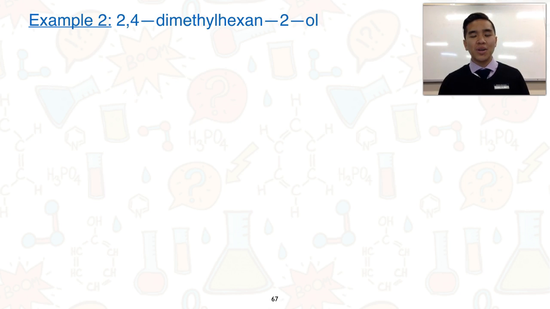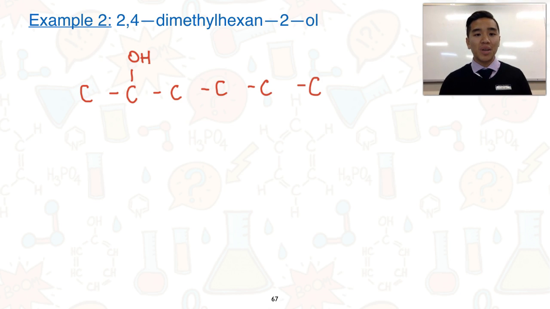Second example, we've got 2,4-dimethylhexan-2-ol. So let's again draw the longest carbon chain. In this case, it's 6 carbon atoms with a hydroxyl group on carbon 2. Let's add in our methyl groups and finally fill in the rest of the bonds with carbon to hydrogen bonds.